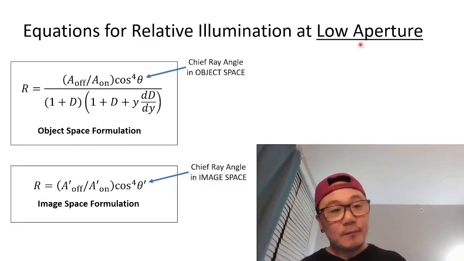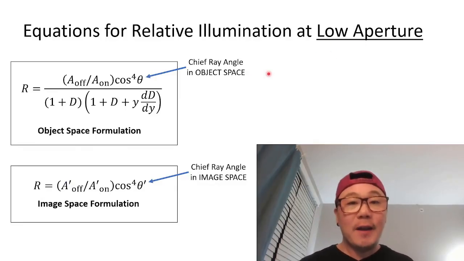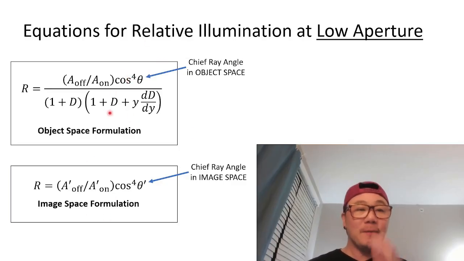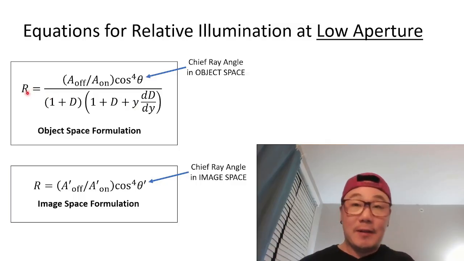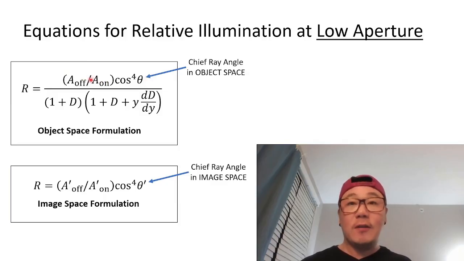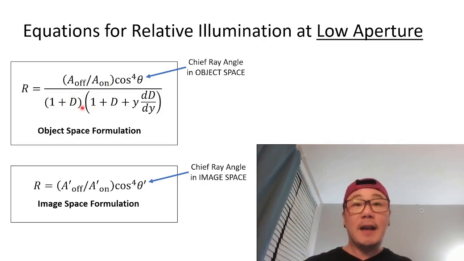Okay, and you can do it two ways. One way is to think in terms of the object space, and one way is to think in terms of the image space. In the object space formulation, relative illumination, this R here, is between 0 and 1. You've got all these variables here. You've got the chief ray angle in object space, right? And then you've got this ratio, which is the ratio of the off-axis entrance pupil area to the on-axis entrance pupil area. And at the bottom, you've got D, which is distortion, which is a curve, right? This distortion D is fractional, which means if you have negative 5% barrel distortion, D will be negative 0.05, all right? And then you've got another quantity. You've got the Y field times dD/dY.